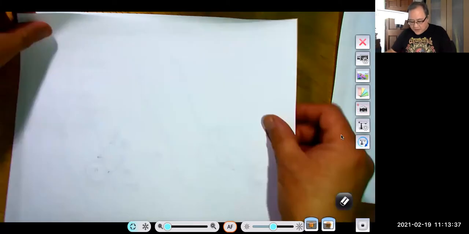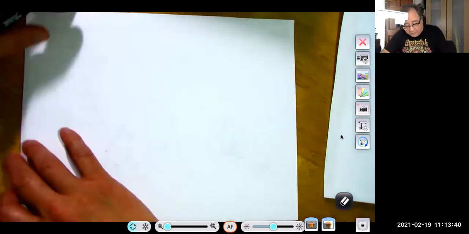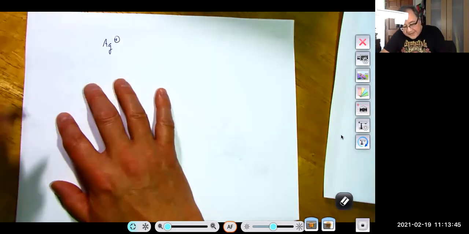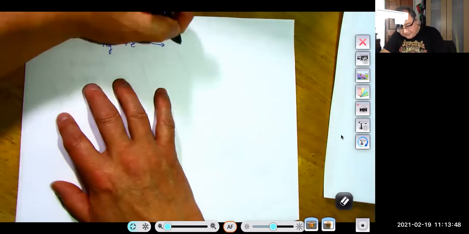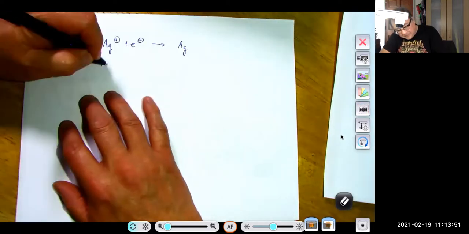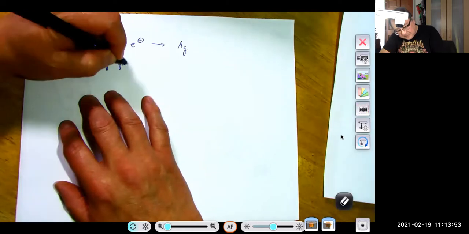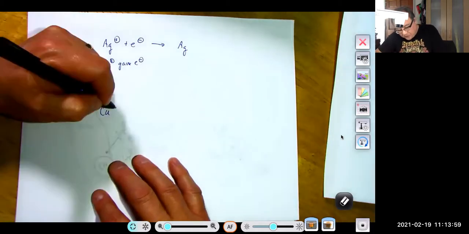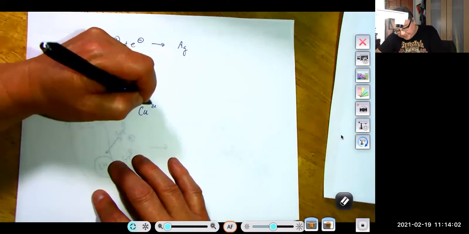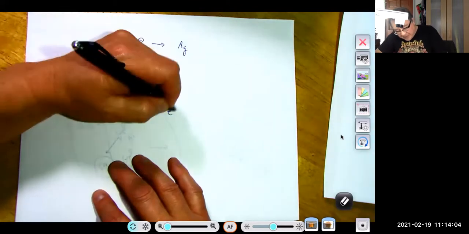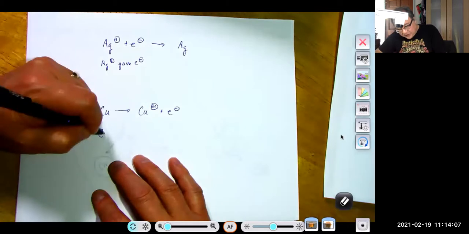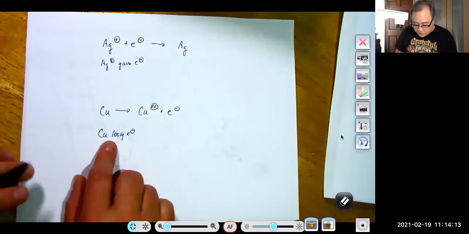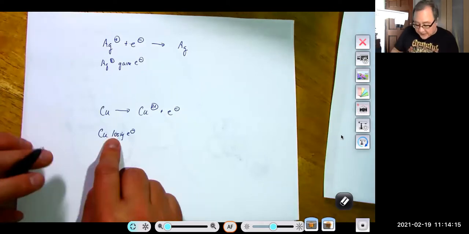So how do we figure out what's going on? I'm going to write the two half reactions again. Silver ion is gaining an electron and becoming silver atom. And we have copper turning into copper 2 plus. And here we say that the copper is losing electrons. So you got to somehow come to terms that lose simply means the electrons are a product.